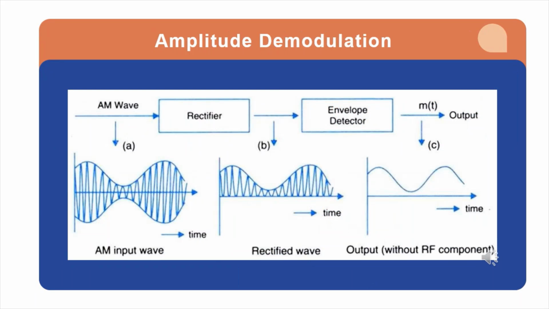For the amplitude demodulation, we can see the input is the amplitude modulated wave, which goes to the rectifier in order to remove the negative part of the signal, and it will be the input for the envelope detector or square law detector, and finally the output will be the original message signal. For the information, the envelope detector and the square law detector are only available for DSBFC, which is known as double sideband full carrier.